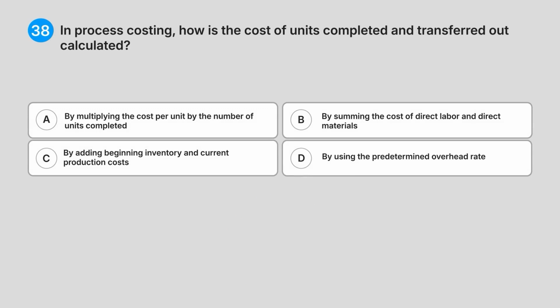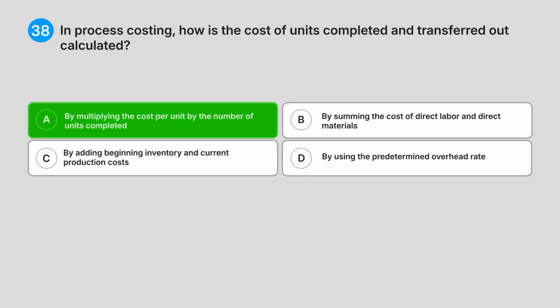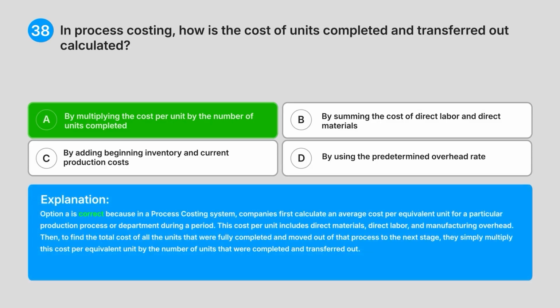Correct answer, A. By multiplying the cost per unit by the number of units completed. Explanation. Option A is correct, because in a process costing system, companies first calculate an average cost per equivalent unit for a particular production process or department during a period. This cost per unit includes direct materials, direct labour, and manufacturing overhead.